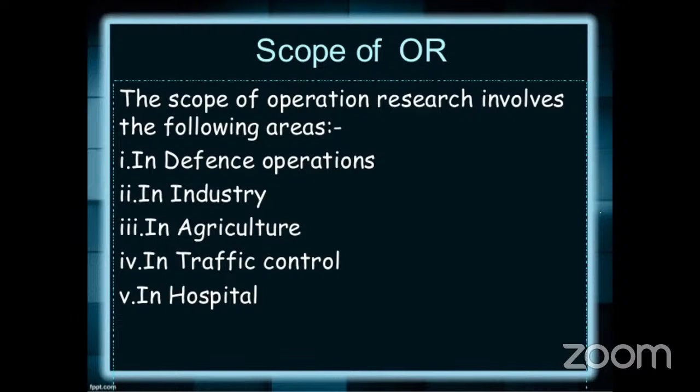And in traffic control, to control the traffic we have signals. Those signals are also made using the OR technique only. The time period given to each signal is set, and it works automatically. And in electronic goods, whatever techniques they are using, those are all OR techniques only, operations research techniques only.